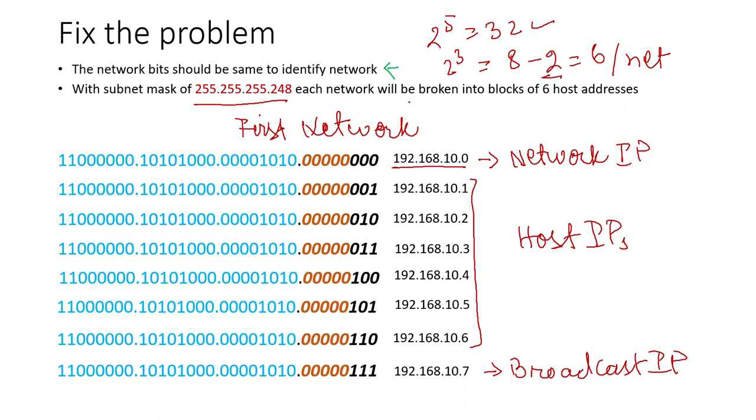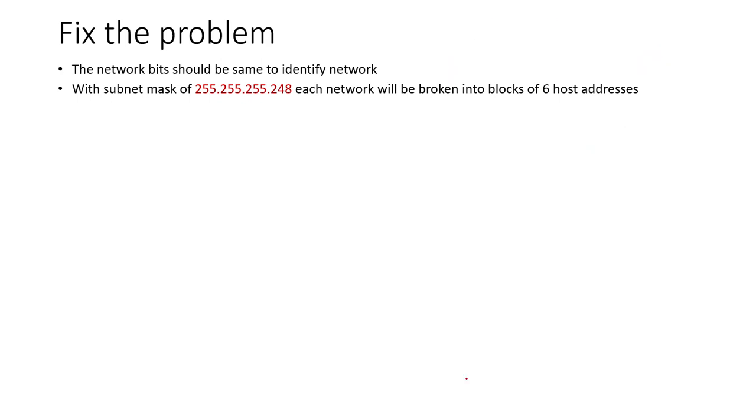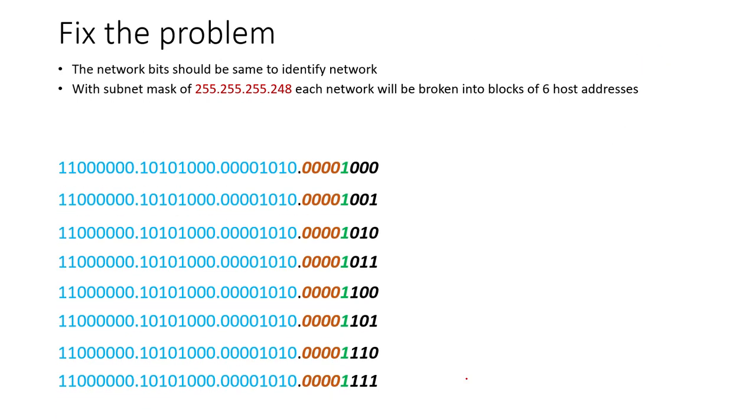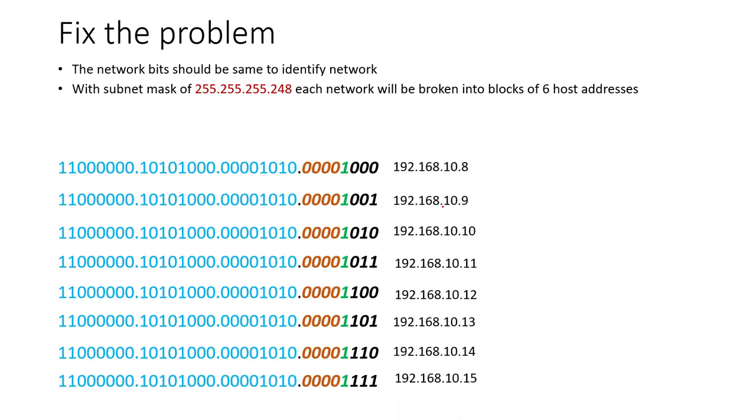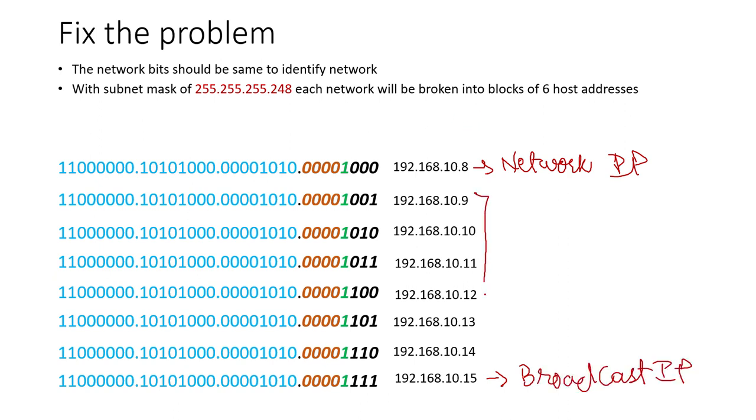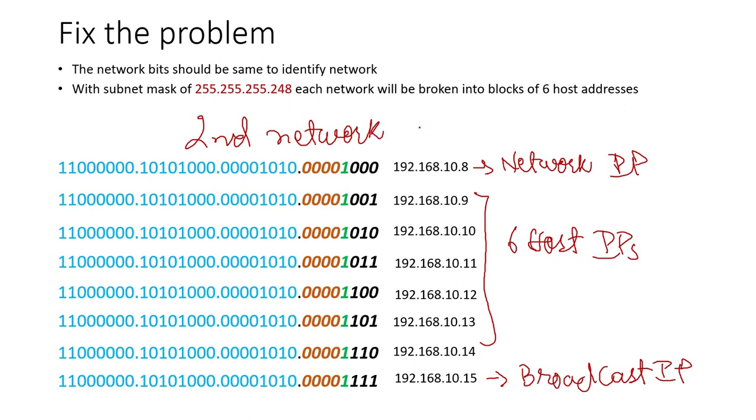Now let's look at the second network. Remember, the last IP of the first network is .7. Now this is the second network. The second network's first IP is the network IP. The last is the broadcast. And this is the range. These are the 6 host IPs. This is the second network out of the 32 networks that we can create.